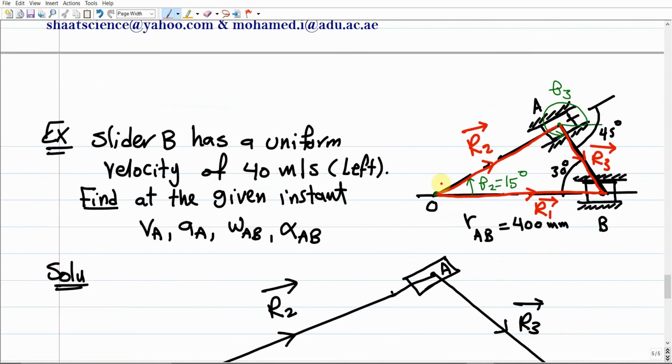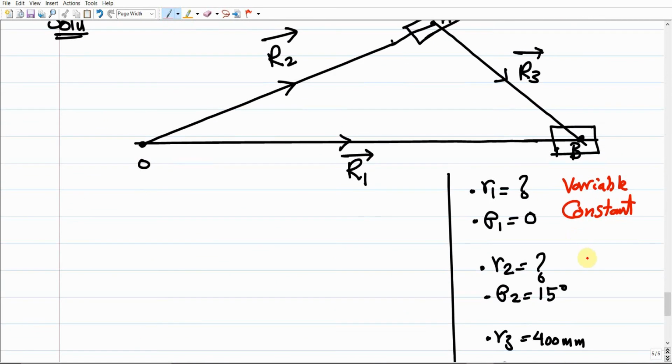R2, this is the position vector R2, which should be the distance between O and A. Do you think that the distance between O and A, while this mechanism is moving, would increase or decrease? Yes. If this slider A slides up, this OA will increase. If it goes down, this OA will decrease, right? So it means that R2 is variable, it changes because of the motion. It is time dependent, so it should be considered as variable.